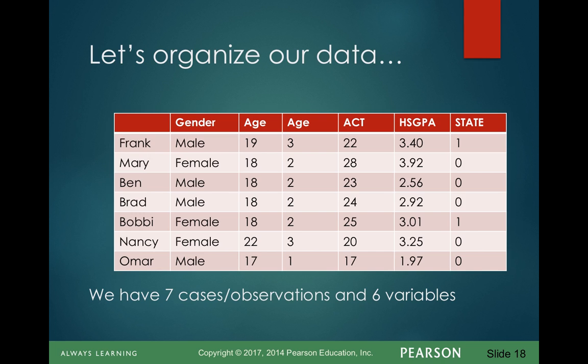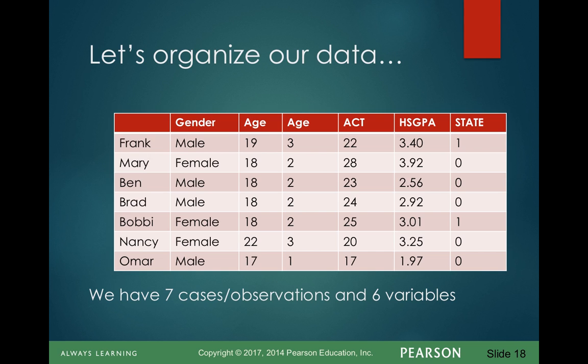ACT is quantitative. I would think about average, standard deviation. High school GPA, quantitative. I would think about average, standard deviation, some other things I'll teach you. I look at state, it's categorical. What am I going to think about? Counts and percentages. So the game plan for us describing the variables in our data set, which are up and down, gender, age classification, ACT, high school GPA, and state, those things up and down are our variables.